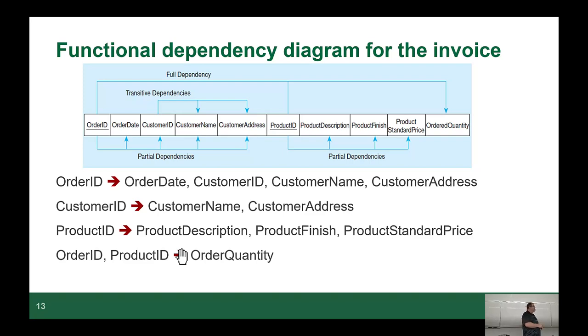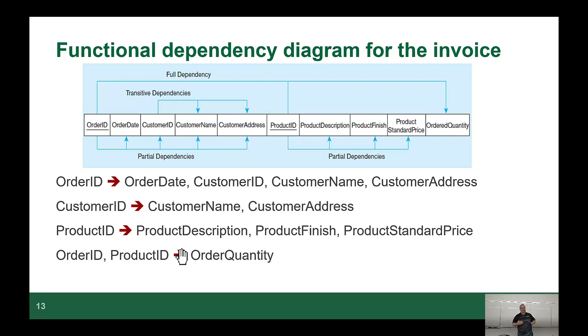Now, the quantity ordered is fully dependent on the entire primary key. So on this order, for this product ID, we ordered 5 tables. You can't define order quantity without both the product ID and the order ID. So that means it's fully dependent on the entire primary key. So it's a full functional dependency. The partial dependencies only depend on part of the primary key. There's one more on this slide that I'm skipping for the moment, which is the transitive. We'll get to that in a minute.